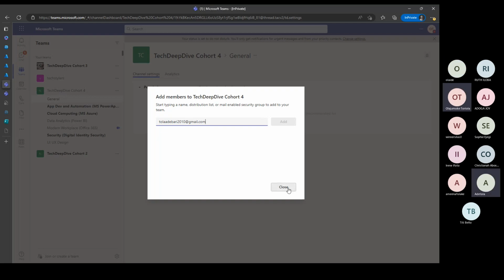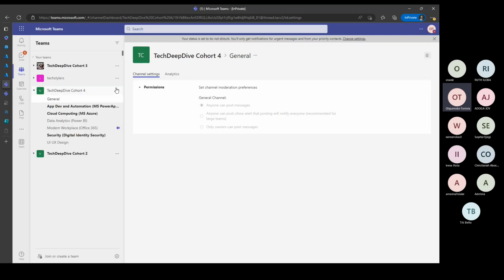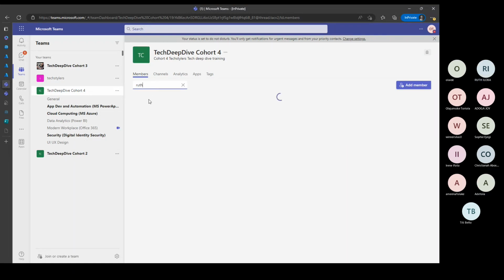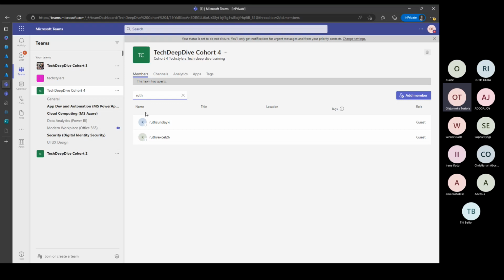Check your junk email. The one inviting me to join the Techstylers team, but I saw it. Did you accept? I saw there was nowhere for me to. You just click to join. You just click the link. Once you click on the link, it will verify you. So let me see if I have you here. You said your name is what? Ruth Noel. Your email is not here at all. So you're not here because we have not.